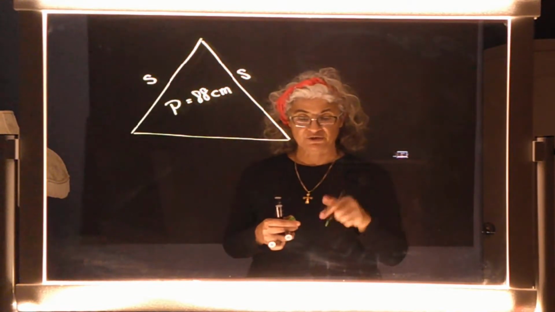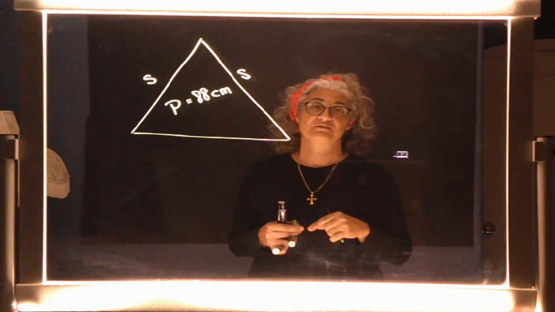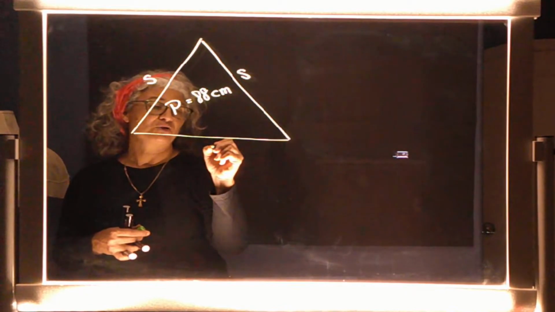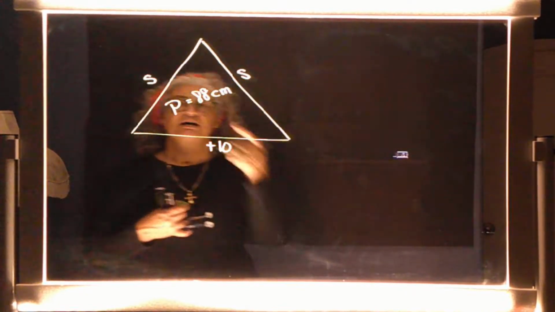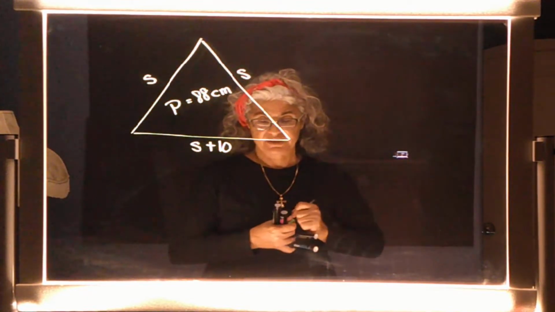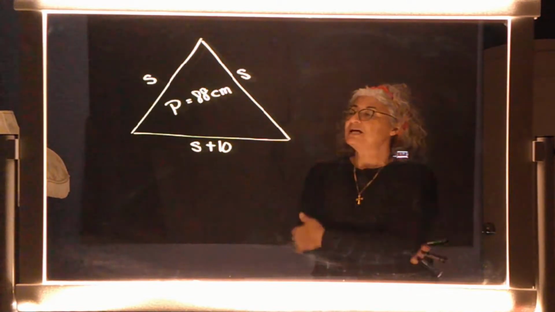And it said the third side is 10 centimeters longer than the others. So I guess this side, if it's 10 centimeters longer, I'm going to add 10 to what? I'm going to add 10 to that S, right? Okay, and they want to know the lengths of these sides. Well, help me out.